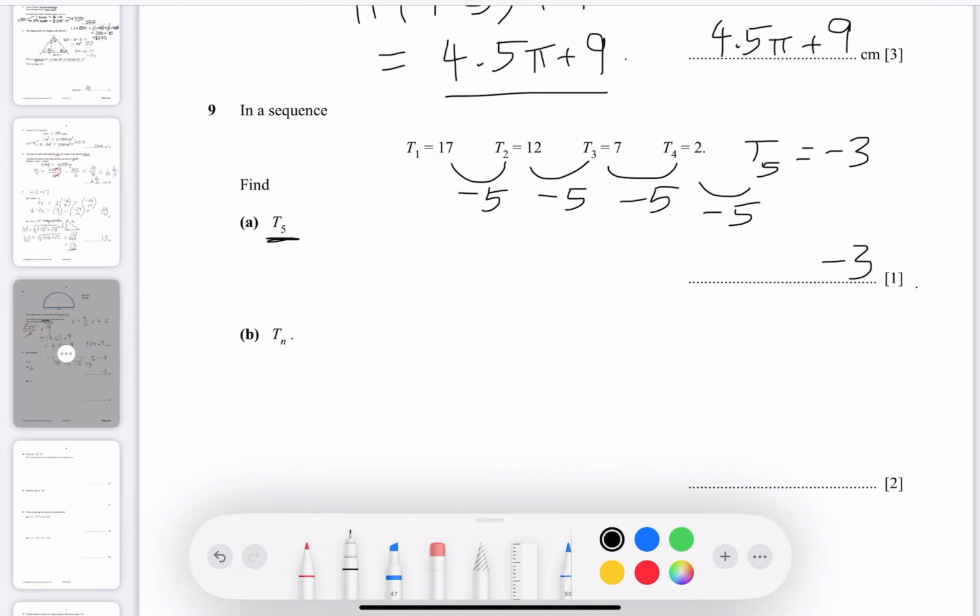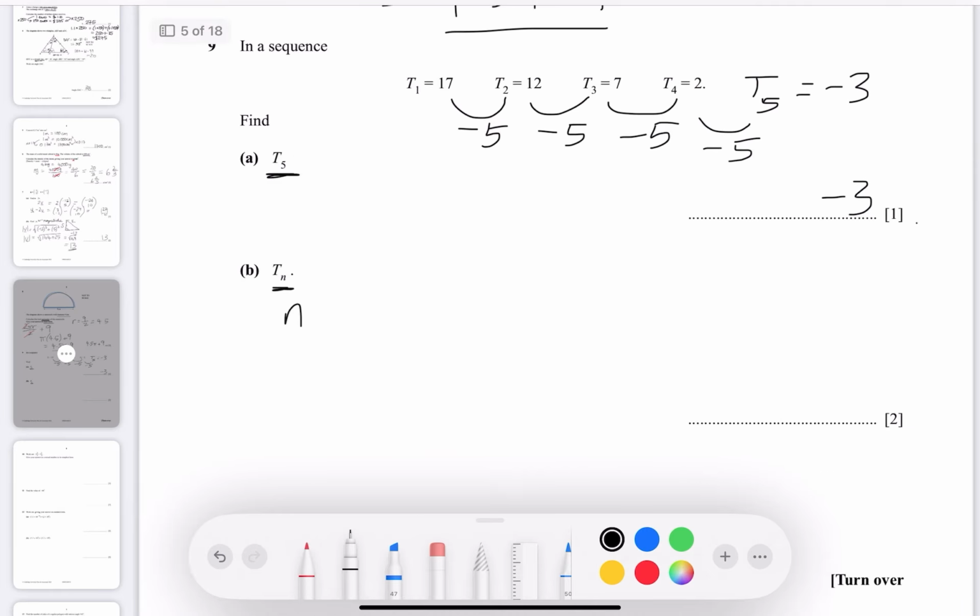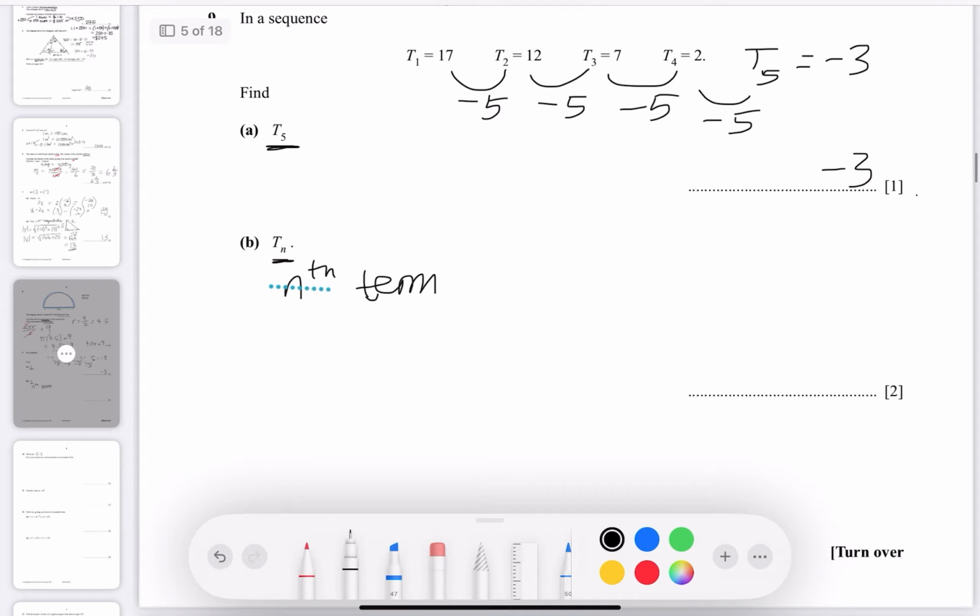And that's just it. Now if you want to find tn, basically it's asking us for the nth term. I have a few videos on finding the nth term, but this is an arithmetic sequence. So to find the nth term of an arithmetic sequence, all we do is write the common difference first, -5, and then multiply it by n. Then to find the constant term, all we do is calculate t0, or the 0th term. In this case, from t1 we add 5, going the opposite way. So it's 22.